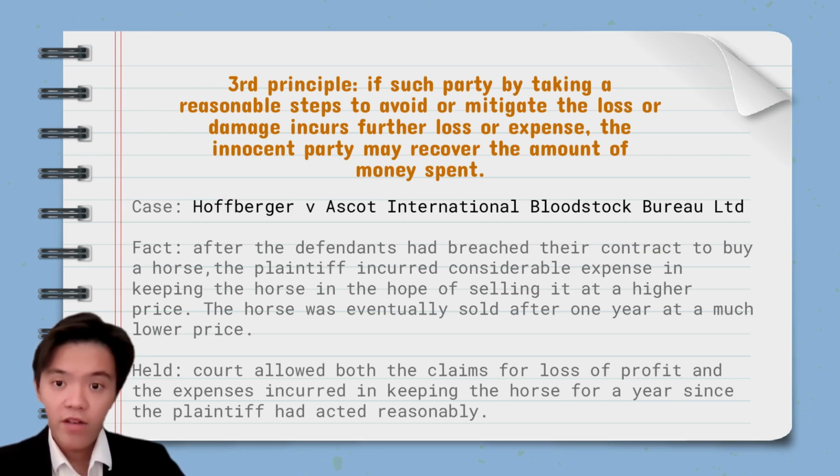the horse in the hopes of selling it for more money after the defendant broke their agreement to buy the horse. Then after a year, the horse was eventually sold at a significantly lesser price. Then the plaintiff had acted reasonably, thus the court granted the claims of loss of profit as well as the cost associated with maintaining the horse for a year.